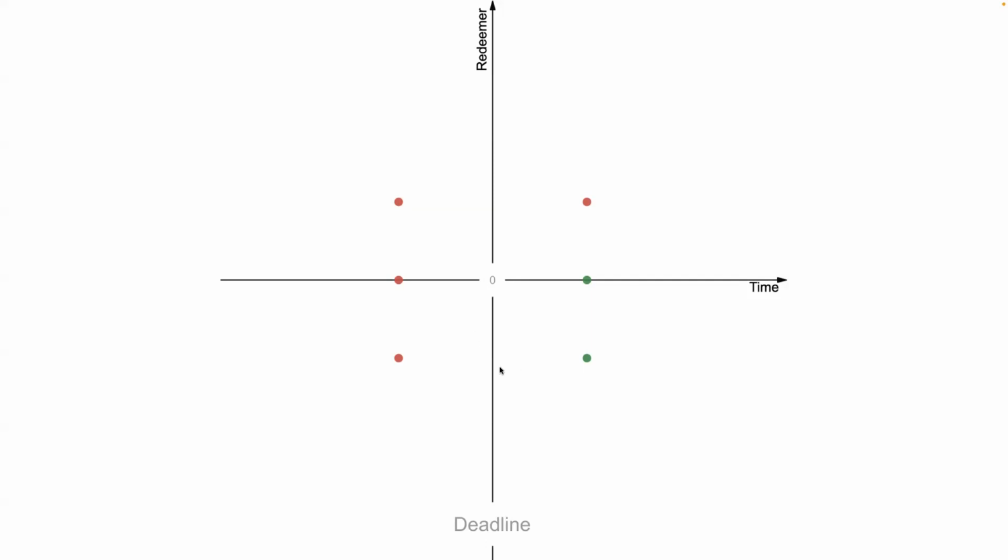We know that if we are before the deadline, we don't care about the redeemer. All transactions should be denied. If we are after the deadline, the transactions that have a positive redeemer should be rejected, but the transactions that have a negative redeemer and 0 should be accepted. We know conceptually that that's what we're testing, but what we are actually testing is just these 6 little dots.